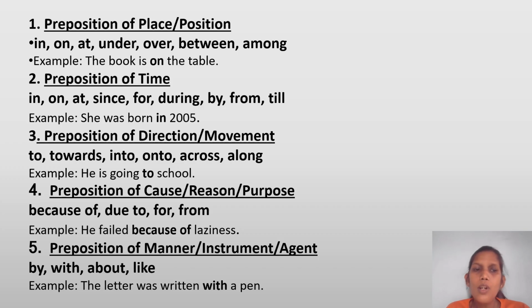Preposition of cause, reason, purpose: because of, due to, for, from. He failed because of laziness. Preposition of manner, instrument or agent: by, with, about, like. The letter was written with a pen. Any doubt, please let me know. It's a very simple topic.